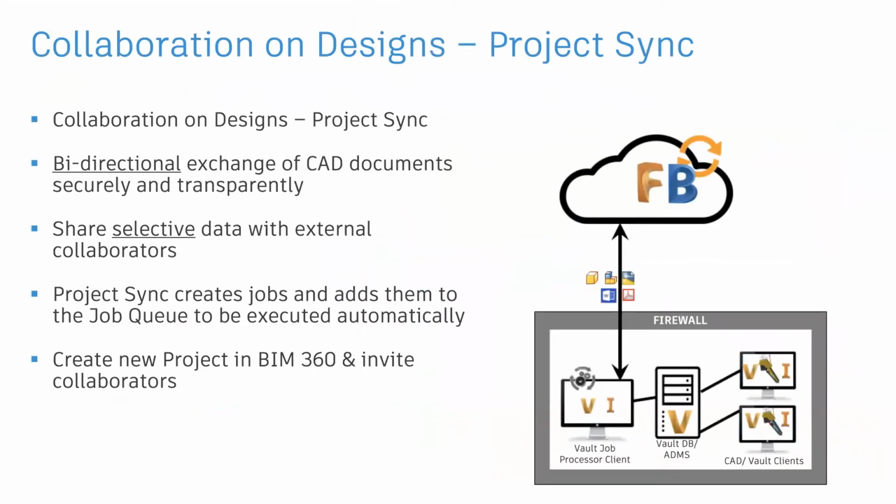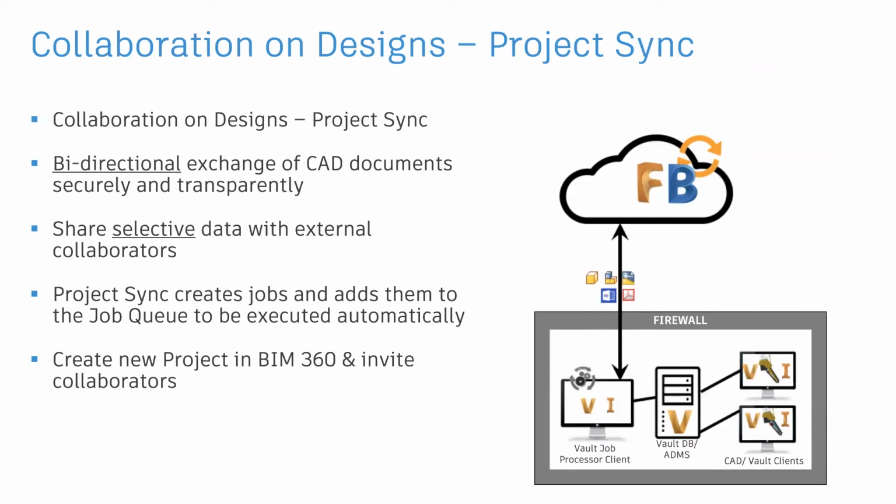So what do we mean by this? So what happens here? Collaboration with Project Sync is bi-directional exchange of CAD documents, and it is secure. So if you're only given this access to people who need the information, you're doing that by giving them access to your Fusion Team, or in this case, BIM 360 site, and therefore they're secure and no one outside can actually get in unless you have given them access.